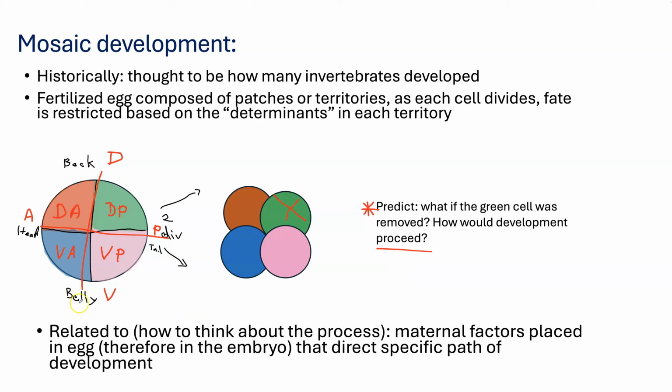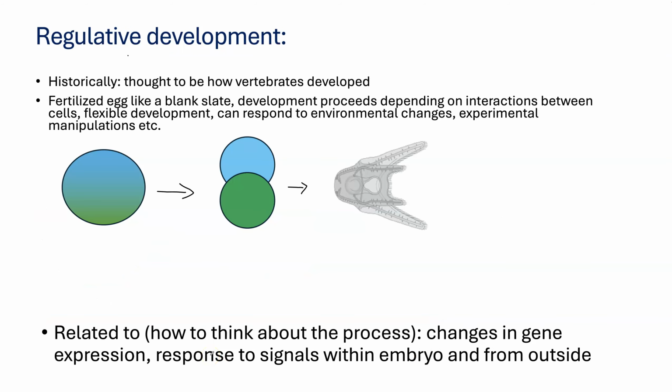And then this was, as I said, a historical model. What this is most related to, and the kinds of things to be watching for in upcoming lectures, is the idea of maternal factors that are placed in the egg by the female and are therefore present in the embryo in specific places inside the egg that will then direct a particular type of development. And hopefully when we go through the lecture, you'll see some examples that give you a better idea of how this works. Regulative development was different.